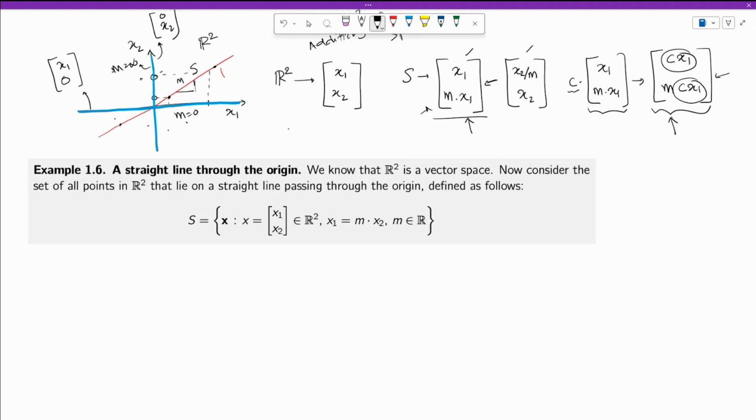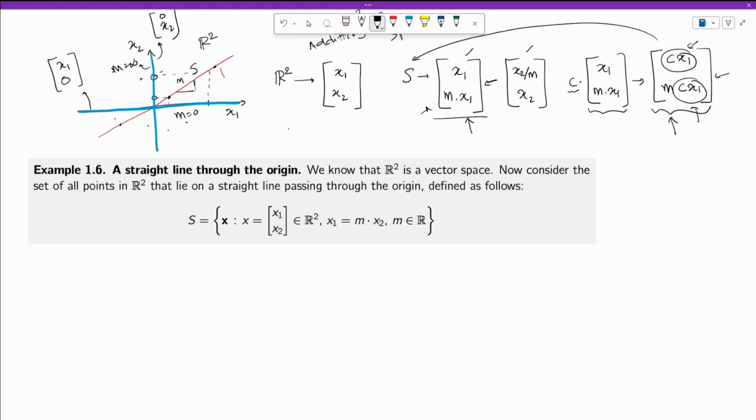That means this is an element. This must be in S because elements of S look like: if the first element is x, the second element is m times x. Here the first element is c times x1. The second element is m times c times x1. That means this has to be in S. Right? That means it's closed under vector scaling. This red line, elements from this set.